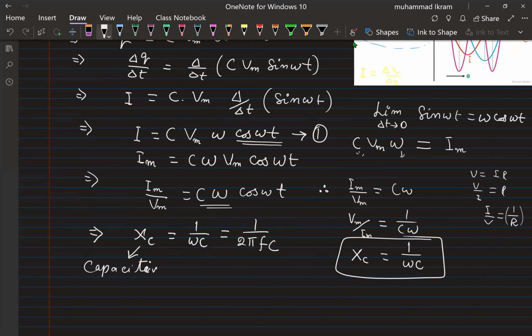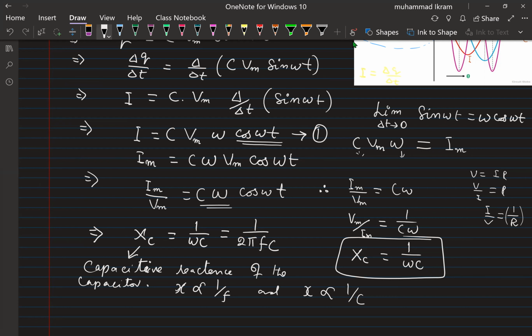This term is called the capacitive reactance of the capacitor. This Xc is inversely proportional to the frequency and inversely proportional to the capacitance of the capacitor.